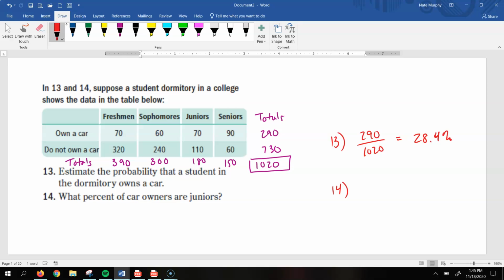But for number 14, it says, what percent of car owners are juniors? Now it's talking specifically about car owners, not out of all those in the dormitory, just those that own a car. There's 290 students that own a car. Well, there's 70 juniors that own a car, so it'd be 70 out of 290, which is approximately 24.1% or 24%. So that's how you do numbers 13 and 14 in the self-test.